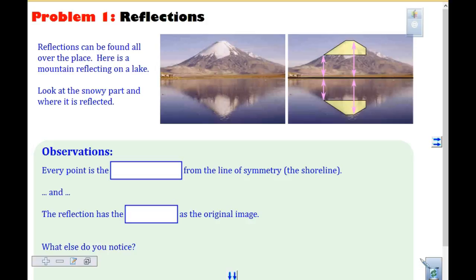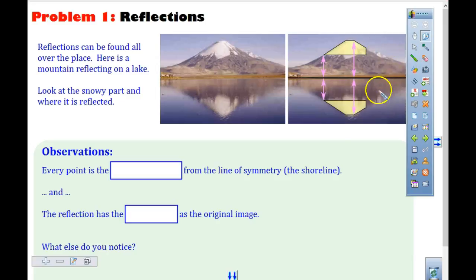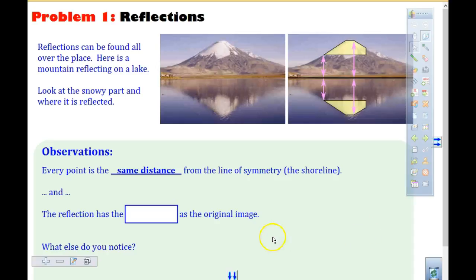So here it says every point in the blank is the blank from the line of symmetry. So what we should be looking at, or from that shoreline, is the same distance. So when we do a reflection over that reflection line, we're going to have the same distance. And the other thing that we're going to be talking about is that reflection has the same size. Okay? So we're looking at it being the same distance and the same size.